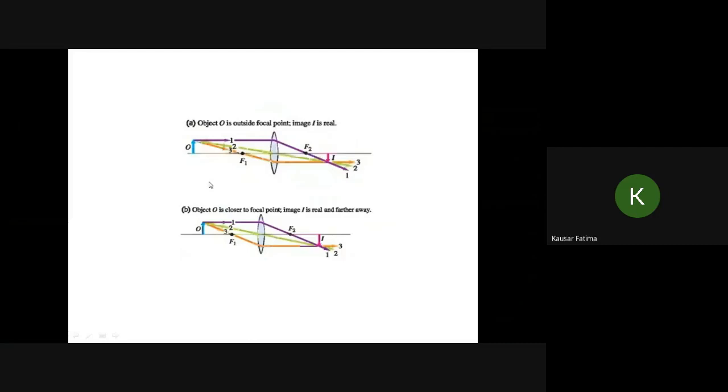Now this is the image formation. The image is real depending on the position of the object. If the object is placed beyond the principal focus, the image will be real. Here this is principal focus f1 and the object is placed beyond it. One ray goes through f2, and the other ray goes through the optical center. The point where these rays intersect each other will be the point of image formation, where the image will be formed.